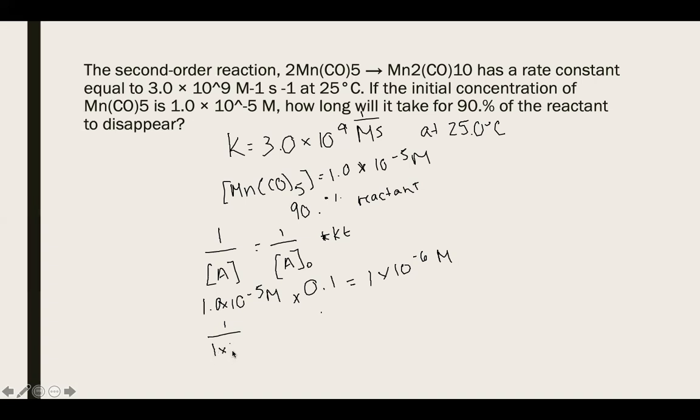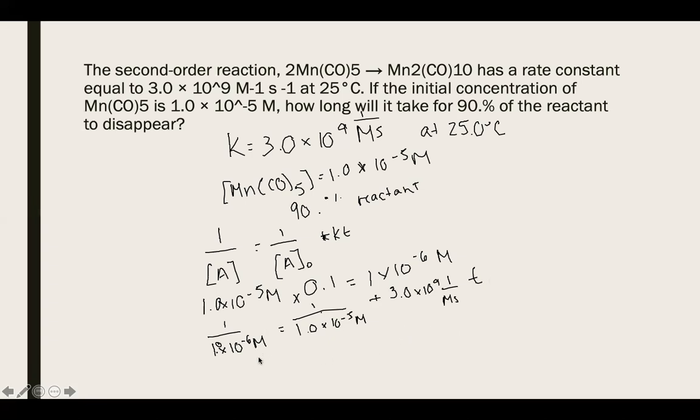So the value of A at the time is 1 times 10 to the negative sixth equals 1 over our initial concentration, and we're given our initial concentration as 1.0. I can add a 0.0 in here for sig figs. 1.0 times 10 to the negative fifth molar, plus KT, and we're given our K as 3.0 times 10 to the ninth, 1 over molarity times seconds. T is the only missing variable now, which is also what we're searching for, so that's good.